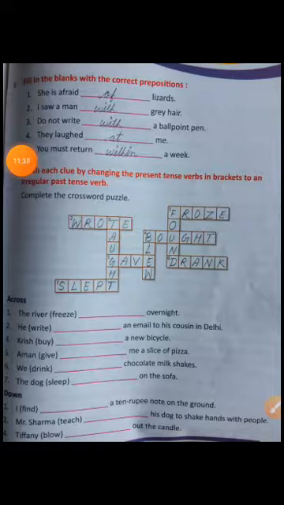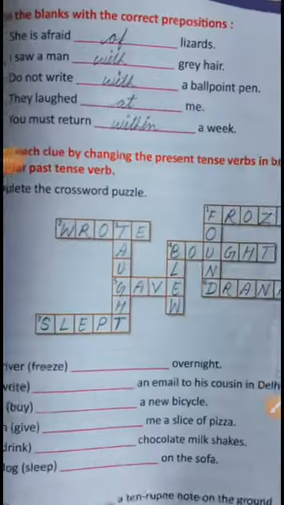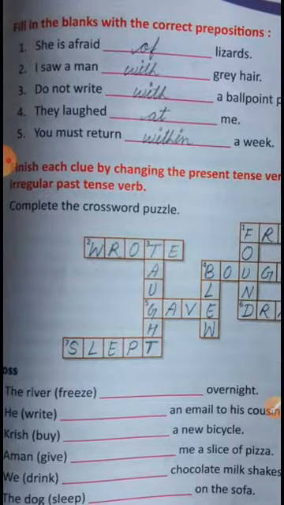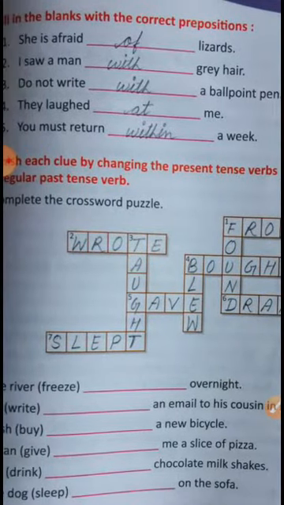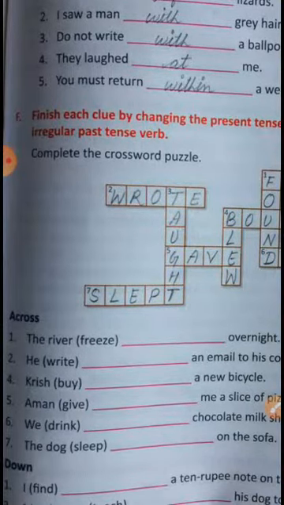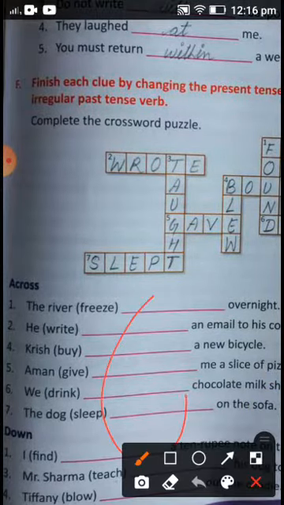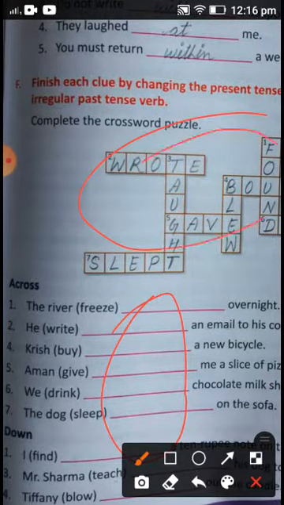Yes, next page, fill in the blanks with correct prepositions. So she is afraid of lizards. I saw a man with grey hair. Do not write with a ballpoint pen. Then they laughed at me. You must return within a week. Likewise, you have to fill in the next exercise, students. These blanks you have to fill according to this one. Here numbers are already put, so I filled this one and you all have to fill here also.